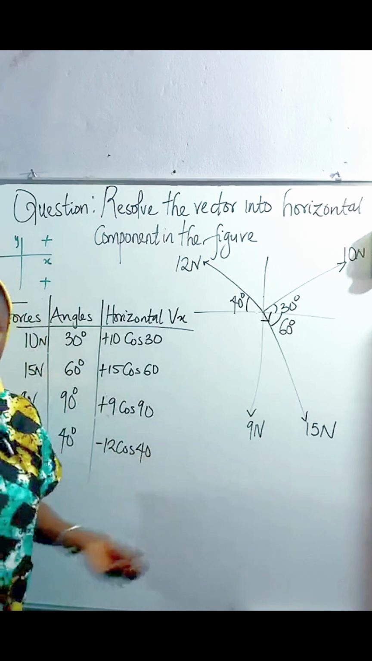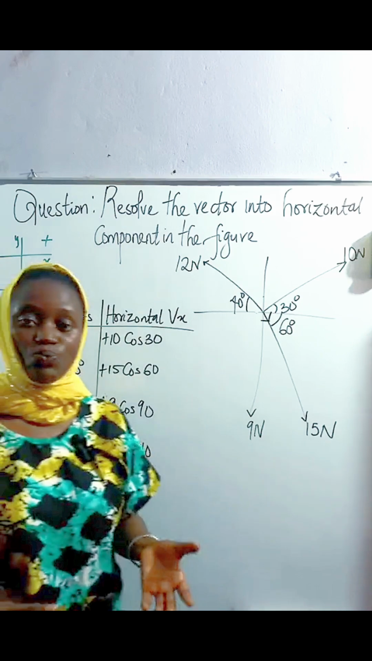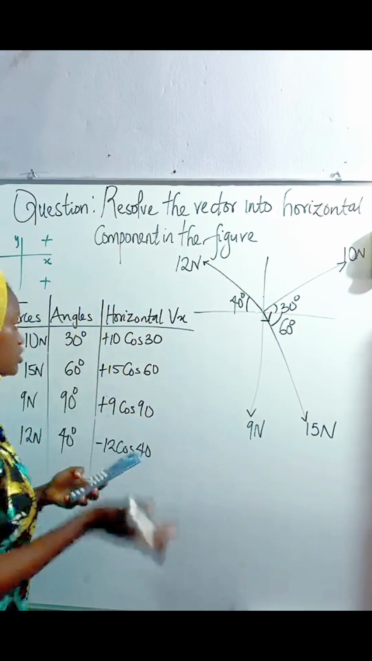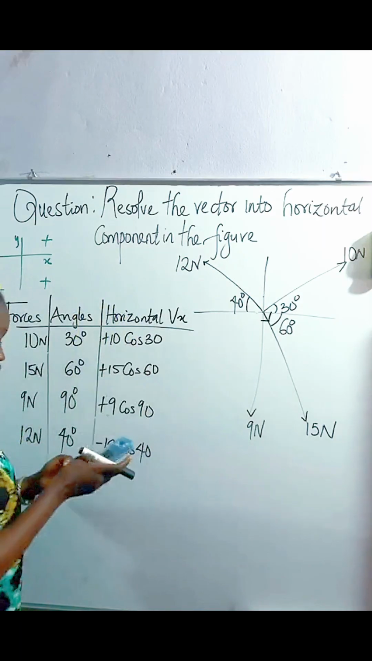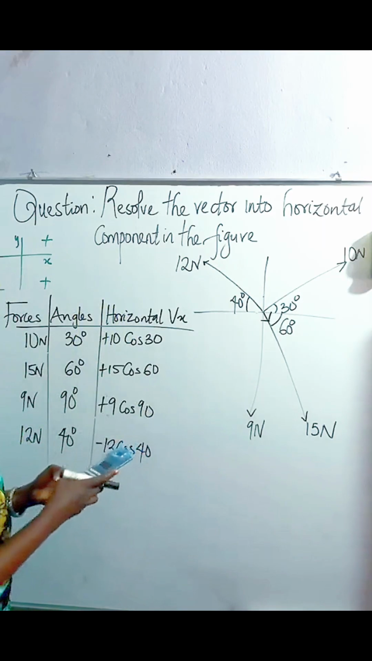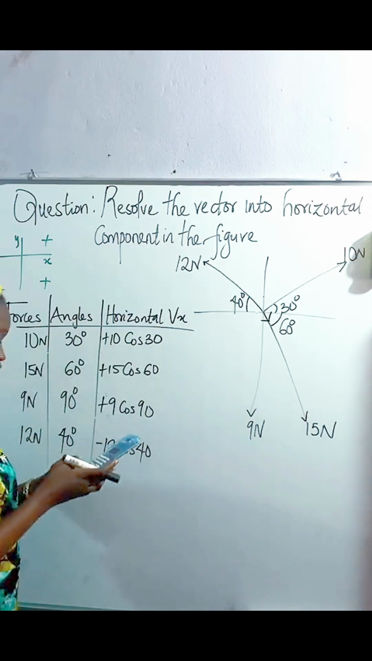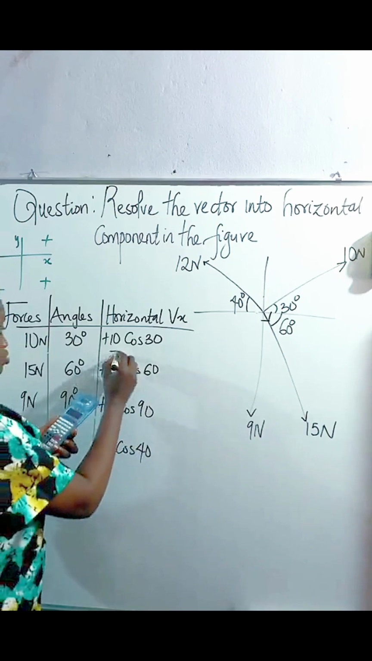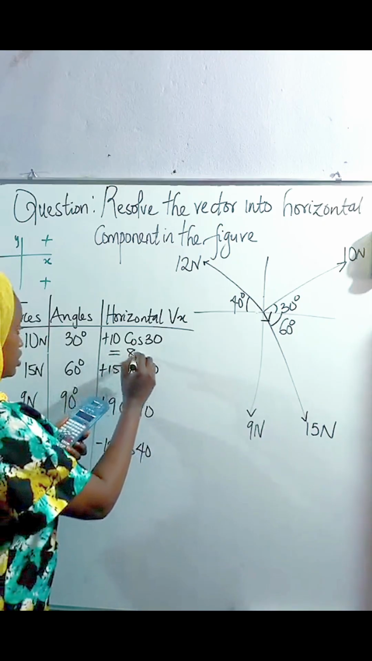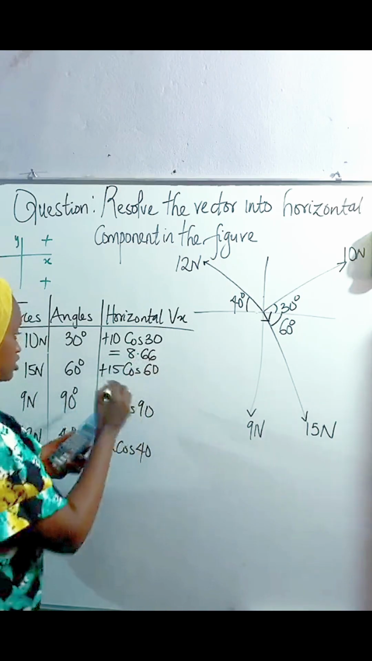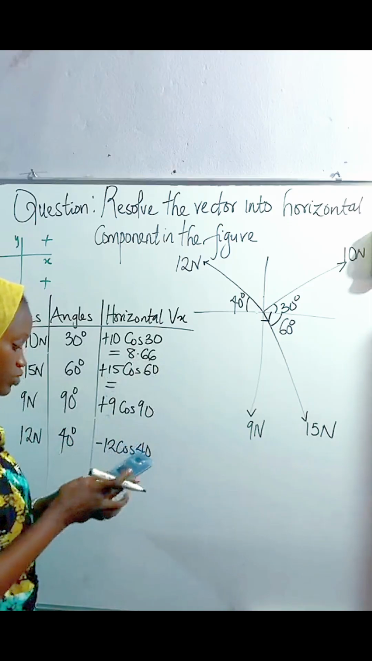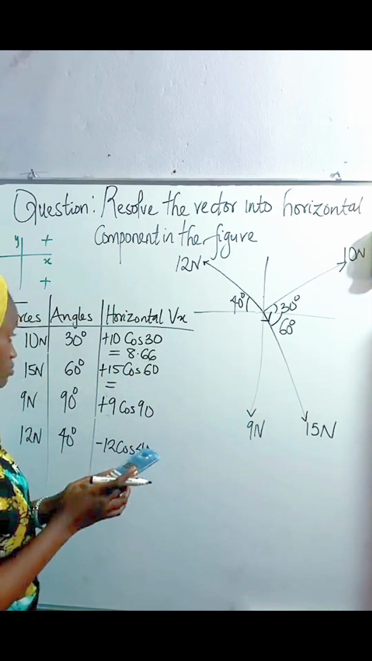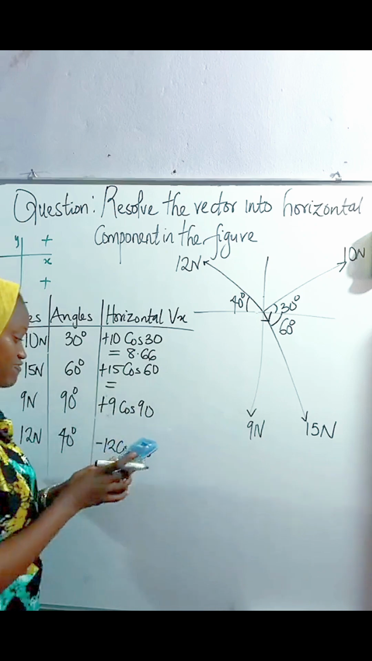At this junction, all we need to do is pick the calculator and punch the values to get our final answers. Okay, I have my calculator with me. All I need to do now is to punch cos 30, and multiply by the 10, which is positive 10. I'm going to take this to 2 decimal places. This gives me 8.66. Moving on to the next one, we punch cos 60 on the calculator and then multiply by positive 15.